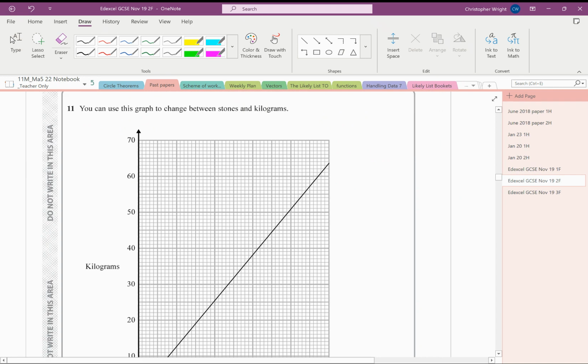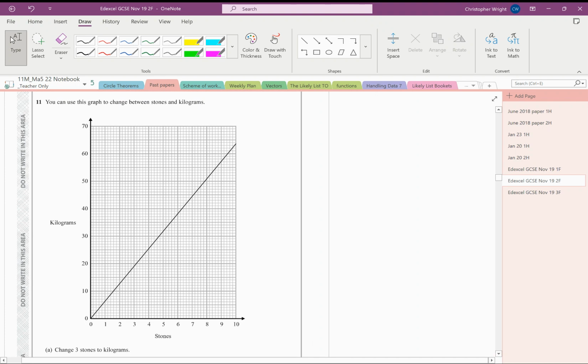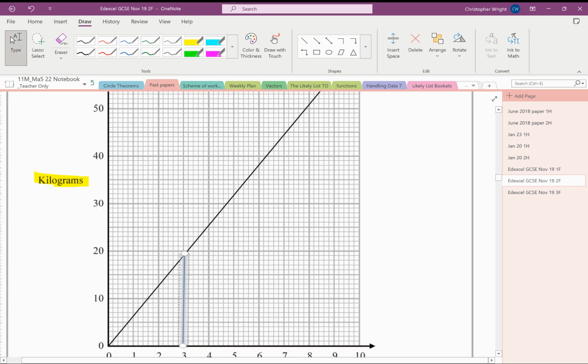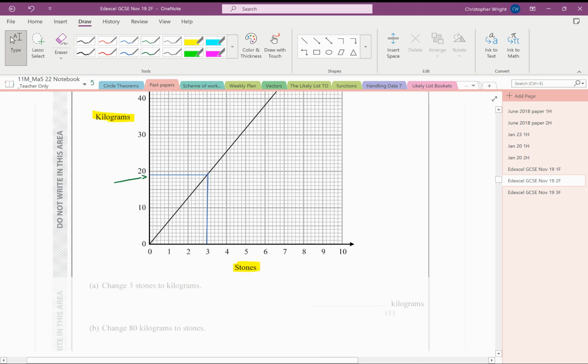Question 11. You can use this graph to change between stones and kilograms. Change 3 stones to kilograms. Right, you're going to need to use a ruler and a pencil. So I'm going to draw up from the 3. Okay, takes me to here. Then I'm going to draw across from here, and that is the number of kilograms it is. Now you're going to need to read that off carefully to make sure you get it right. The answer is 19.